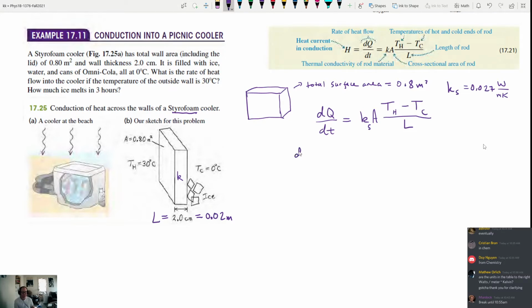We just plug everything in, at least for part A. If you all want to tell me what you get as I'm writing it down, that would definitely help. The numerator is TH minus TC, so it's 30 minus 0. Because we're dealing with a temperature difference, the Kelvin in K can also be written as degrees Celsius, so you don't have to always convert. L is 0.02 meters.